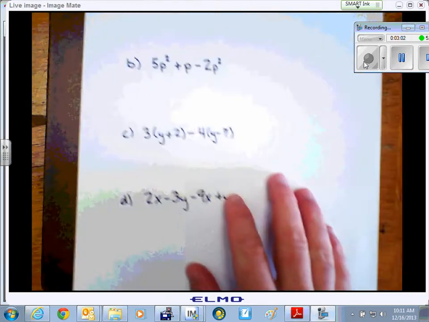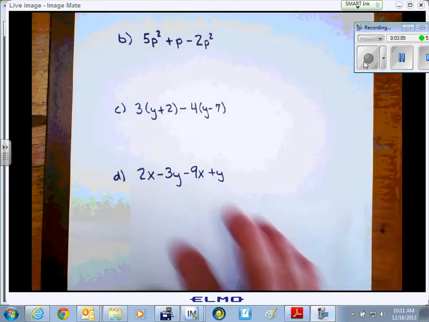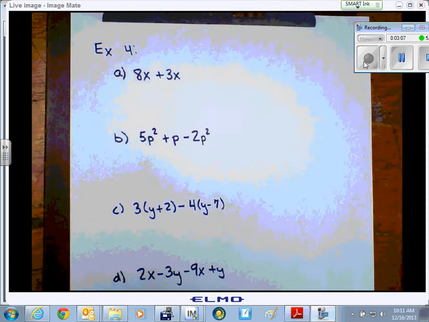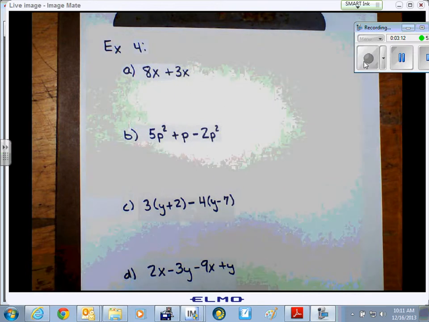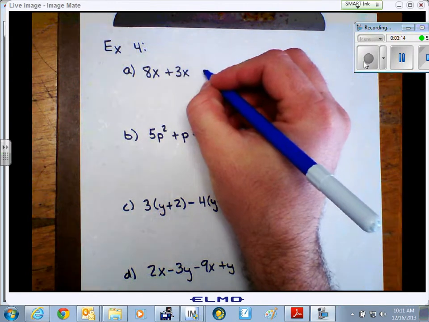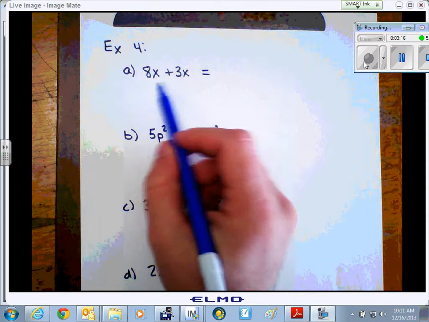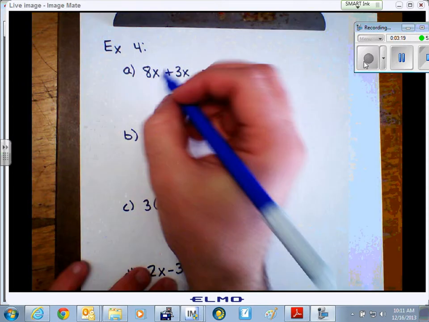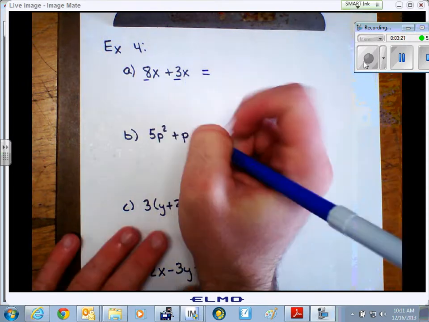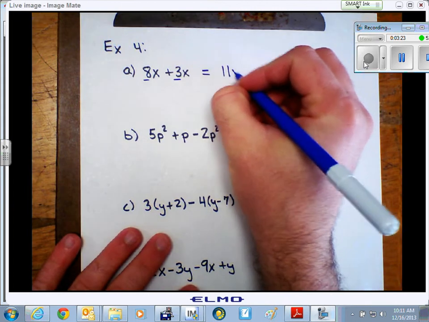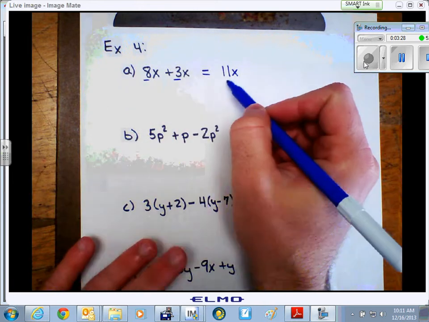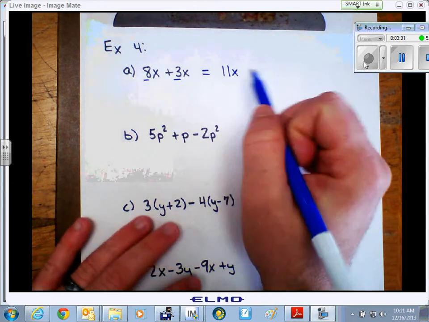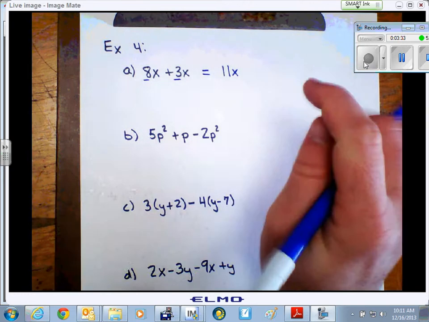Okay, and the last example has a couple parts to it. They want you to simplify the following expressions. So this is, again, just a little bit of review with like terms, but 8x plus 3x, they have the same variable, so what you can do is just simply add the two coefficients out in front. 8 plus 3 gets you 11, and then x. The way I like to think about it is it's 8 chairs plus 3 chairs gets you 11 chairs.